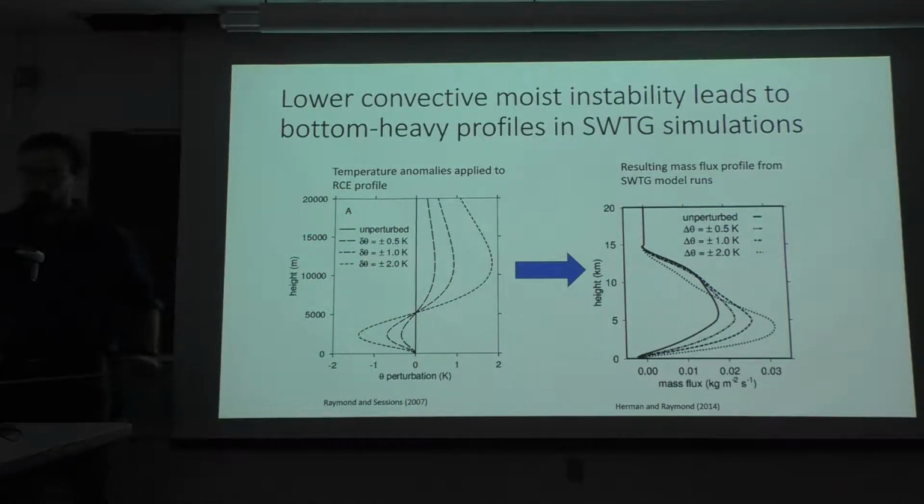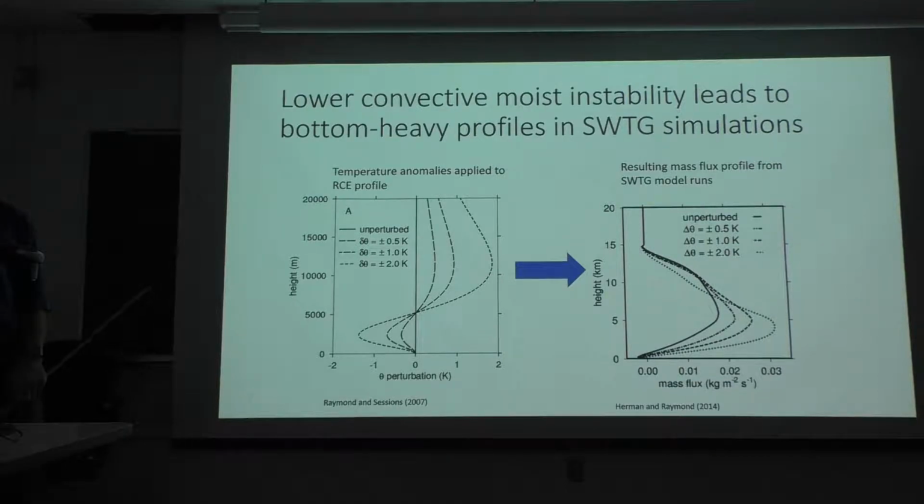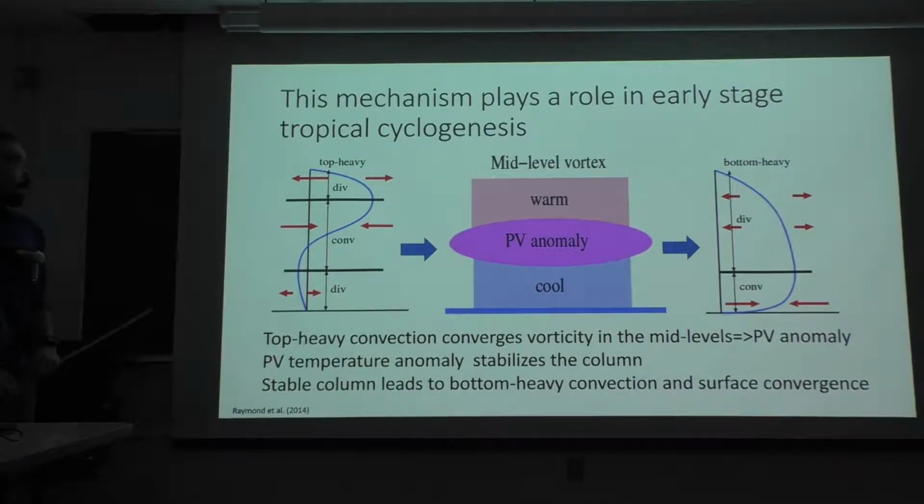This idea primarily comes from observations from field campaigns like EPIC and PREDICT, where it was observed that a mid-level PV anomaly was important to cyclogenesis. So this mechanism, as described, is extremely important to tropical cyclogenesis, where we need to explain how we get from mid-level vorticity to surface vorticity in order to spin up the tropical cyclone.